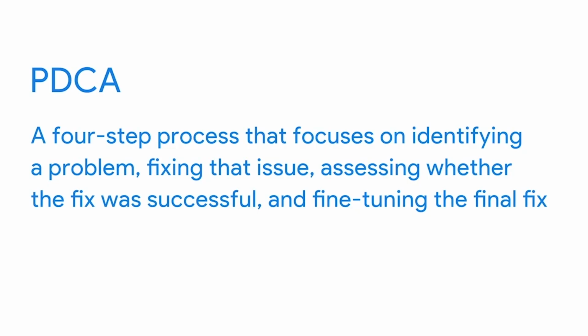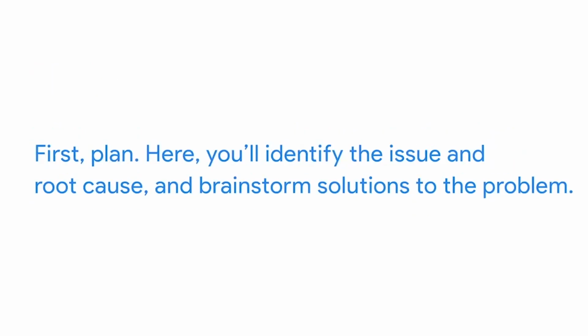PDCA is a 4-step process that focuses on identifying a problem, fixing that issue, assessing whether the fix was successful, and fine-tuning the final fix. The steps are as follows. First, plan. Here, you'll identify the issue and root cause and brainstorm solutions to the problem. Let's say that one type of plant isn't selling well, which means the warehouse is full of a particular species. If you don't do something fast, the plants may die soon. So, what are some viable solutions?